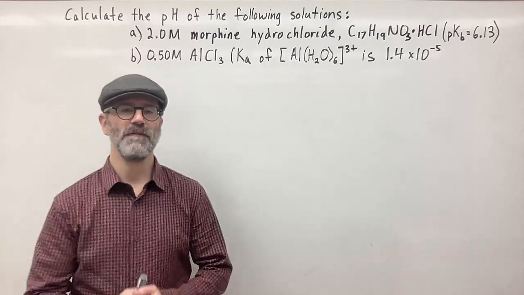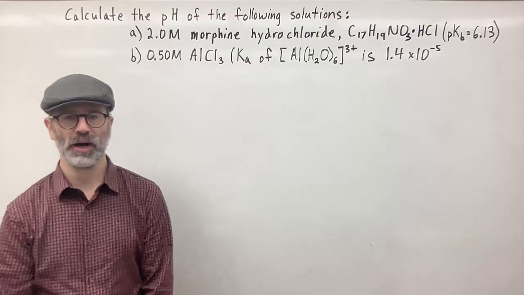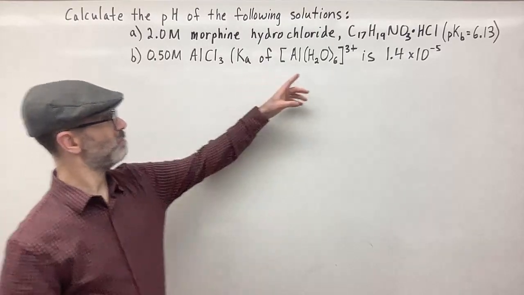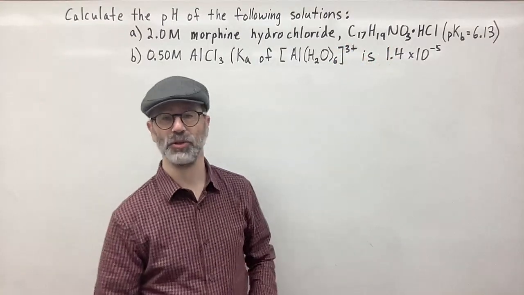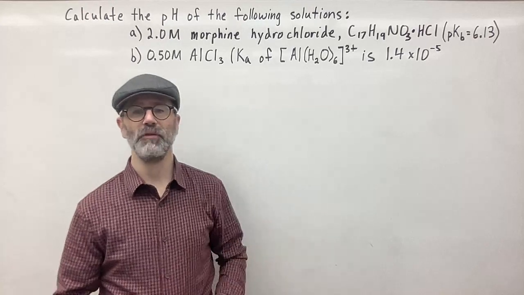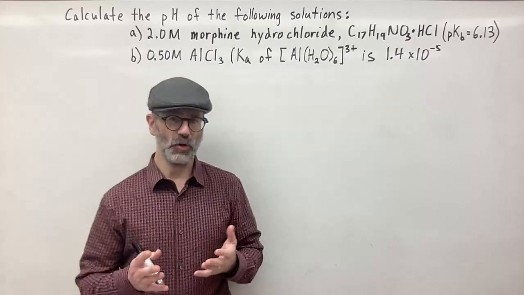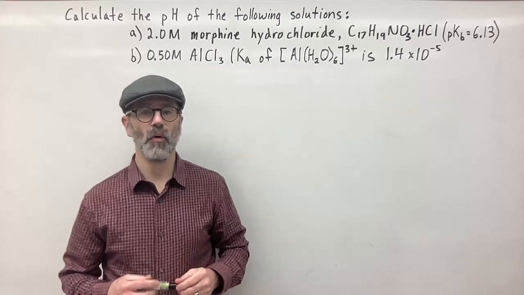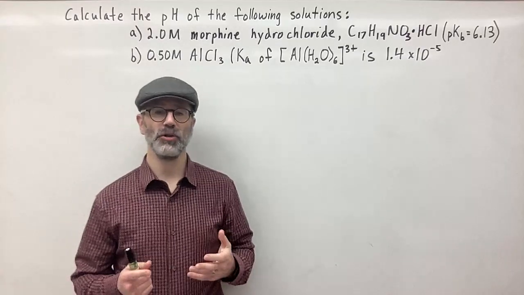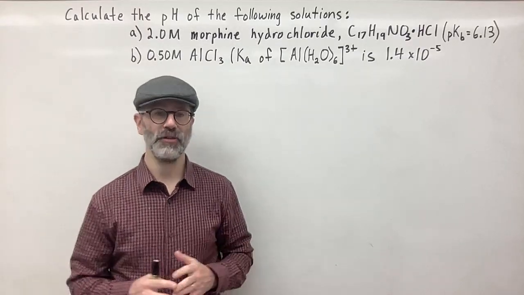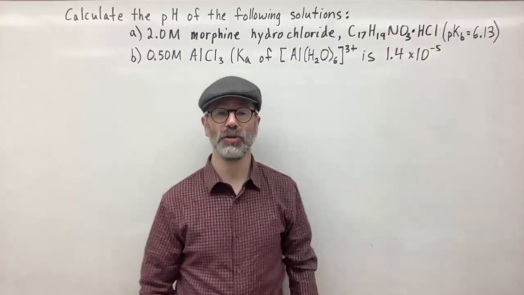Okay, so for the first one we have a 2.0 molar morphine hydrochloride, and they give you the formula C17H19NO3 with HCl, and they give you the pKb being 6.13. And so the first thing we want to recognize is that morphine is a weak base, and of course hydrochloric acid is a strong acid. So here we have morphine in a hydrochloric acid solution.